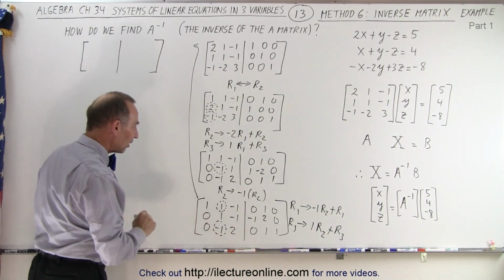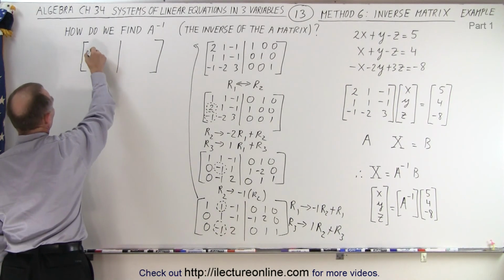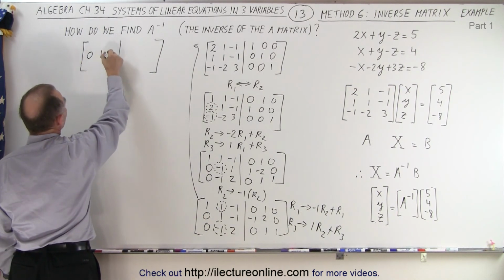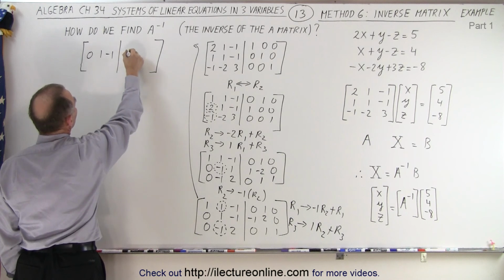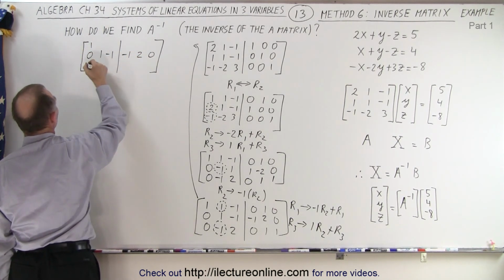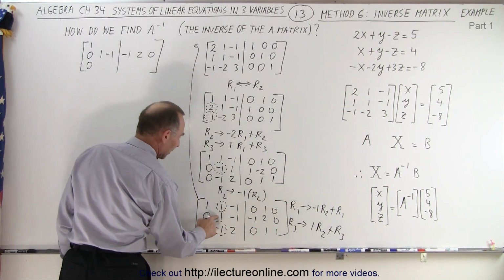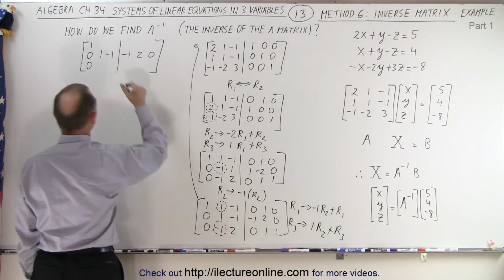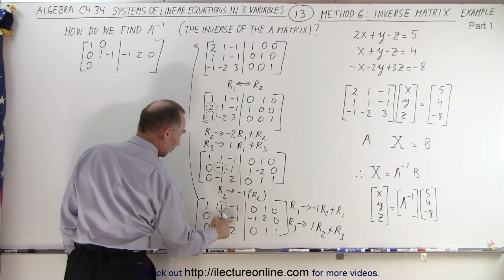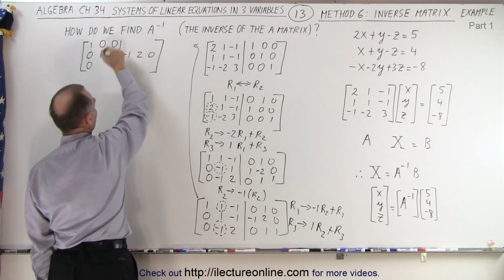Okay, what row does not change? Row 2 does not change, so I can copy that. I get 0, 1, negative 1, negative 1, 2, 0. On top, this is still a 1, this is 0, that doesn't change. Now, negative 1 times 1 is negative 1, added to 1 is 0. Negative 1 times negative 1 is positive 1, added to negative 1 is 0.